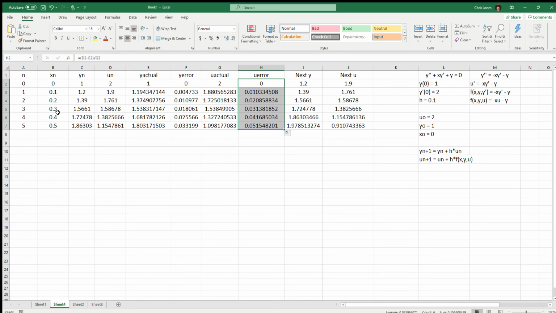And you might not think that 0.1 is a big step size, but it actually is. Now let's see how good the algorithm is if I was to reduce the step size. Let's just make the step size 0.01.